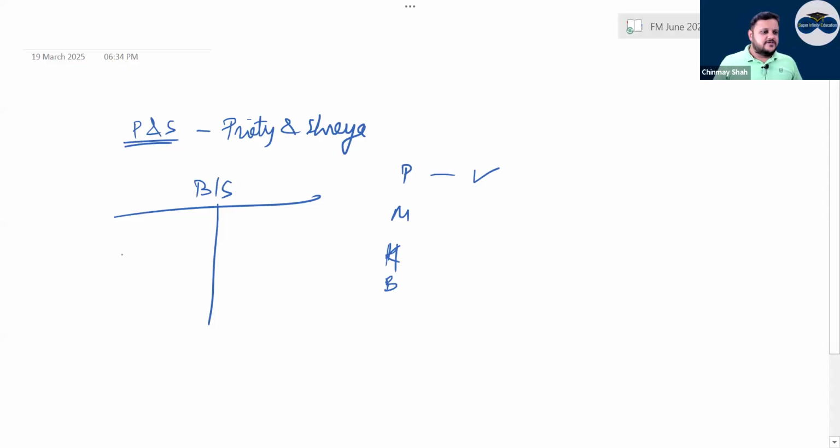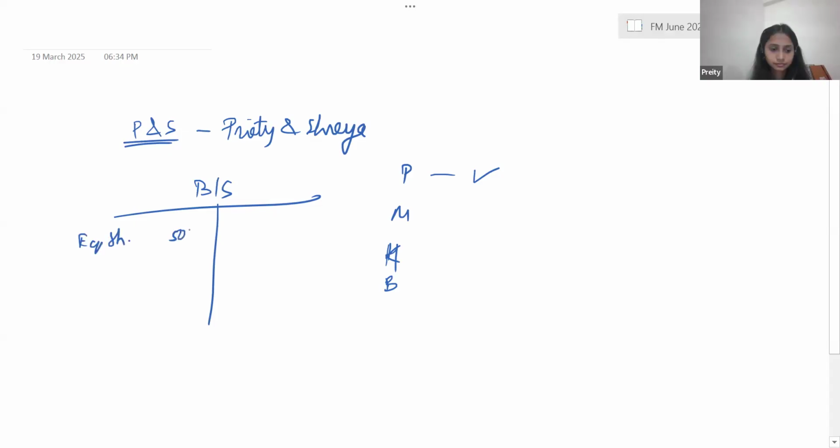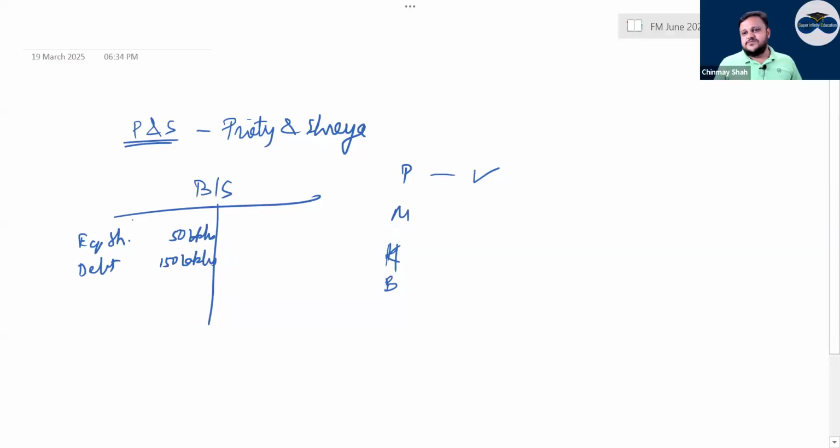Some 2 crore. We said what? Equity share capital, 50 lakhs, right? And debt, 150 lakhs. Something like this we said, right? Then I said for the 50 lakhs and the 150 lakhs, that is equity and debt, right?